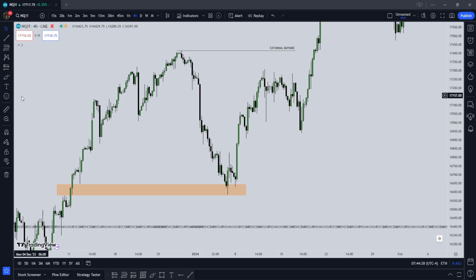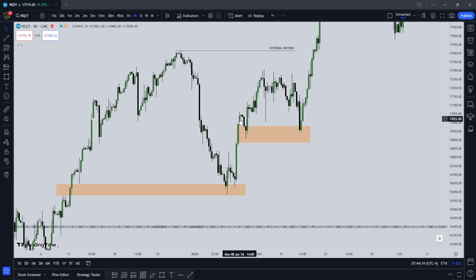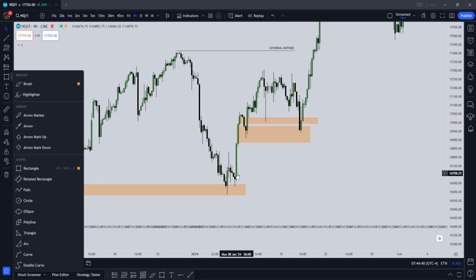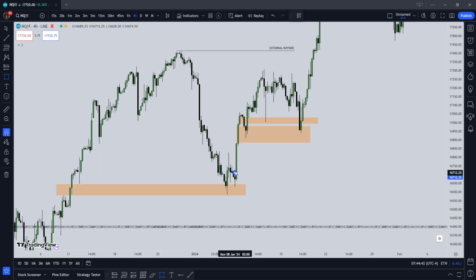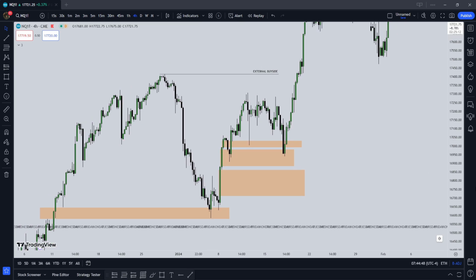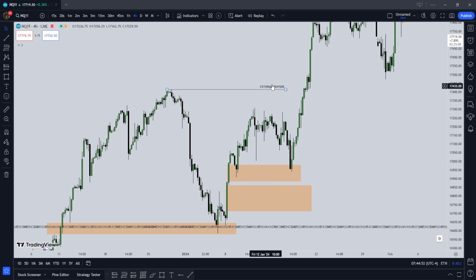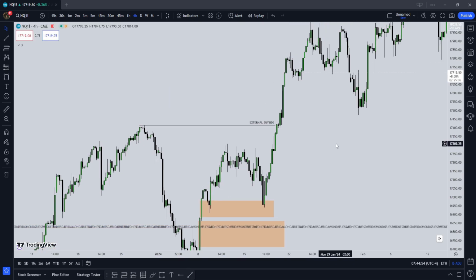Where did it form on the 4 hour time frame? Here, as you can see, price displaced up, and we have how many? 1, 2, and 3 fair value gaps. It did trade into the second fair value gap, and after that it went up to the external buy side, as you can see.